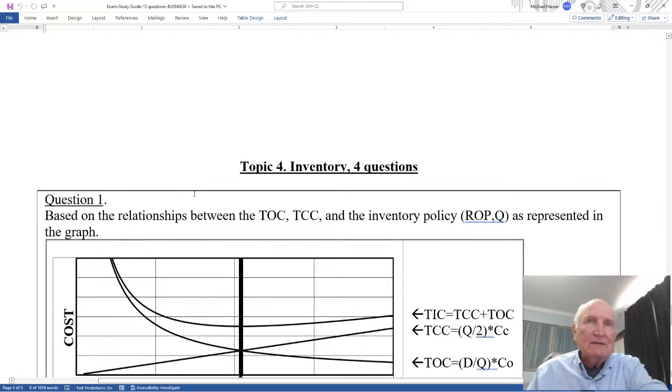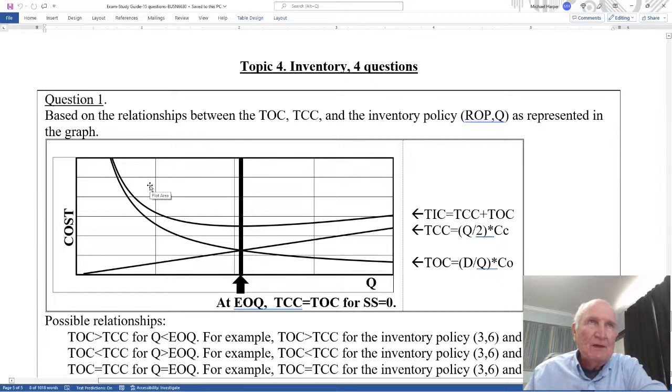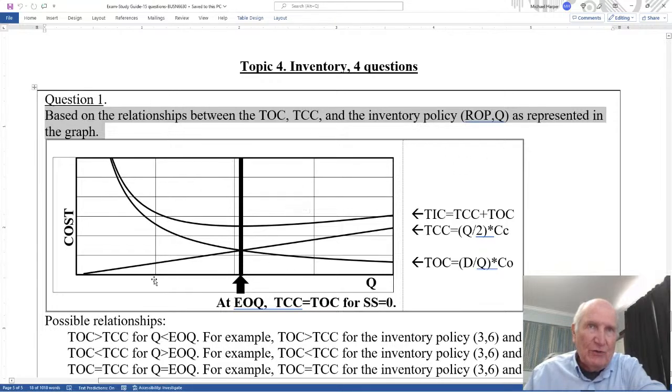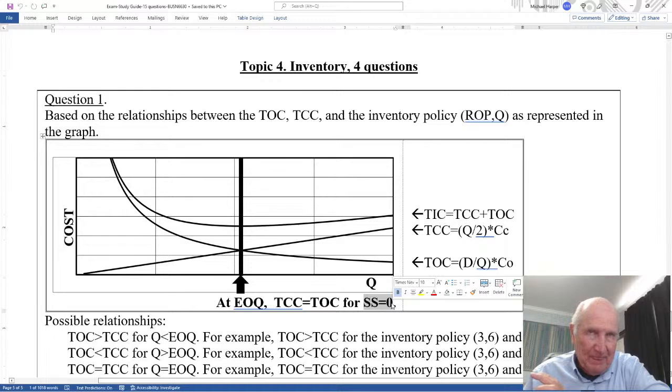Okay. Topic number 4, inventory. 4 questions. Now, question 1 will be based on the relationship in this graph, where you have Q on the x-axis, cost on the y-axis. This linear line right here is the total carrying cost, which is Q over 2 times C sub C. This line here is the total ordering cost, D over Q times C sub O. You add those together, that's the total inventory cost, and that is for a safety stock of 0.